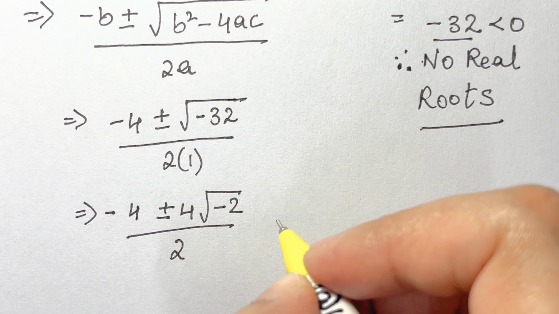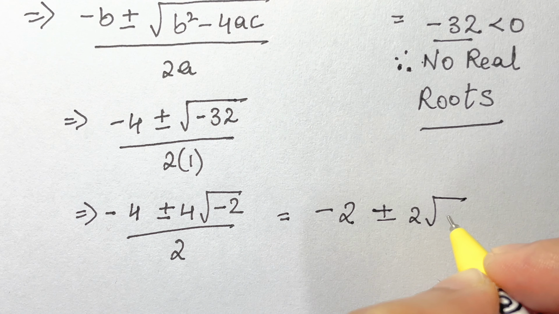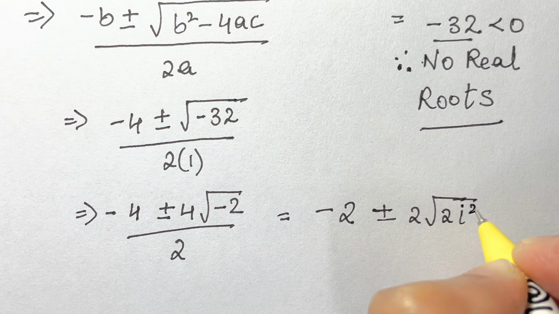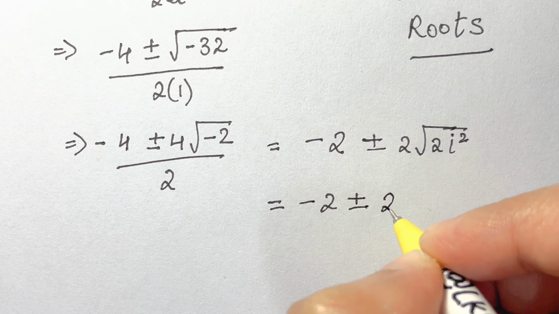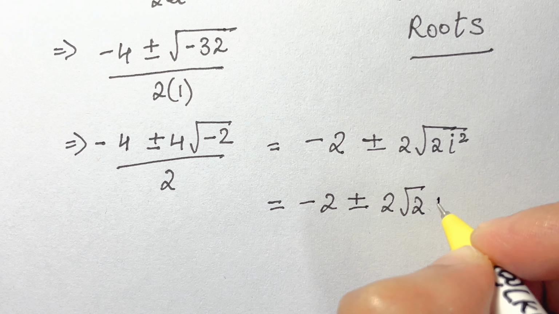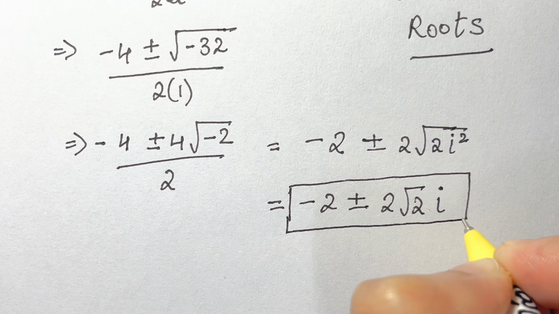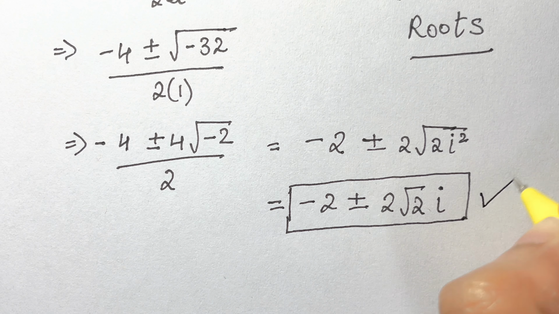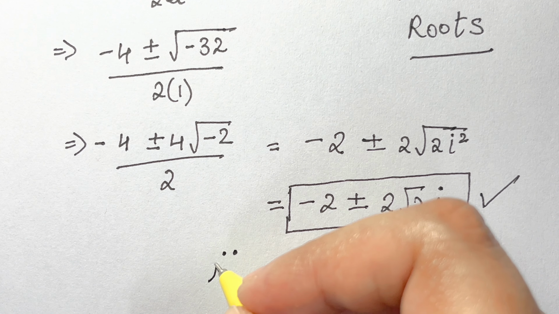And you can just divide by 2. So we get negative 2 plus or minus 2 square root of negative 2. And i square is equal to negative 1. So that's negative 2 plus or minus 2 square root of 2 i. And you can split that. These are the two solutions, negative 2 plus 2 root 2 i and negative 2 minus 2 root 2 i. And the third solution was a equals 3.